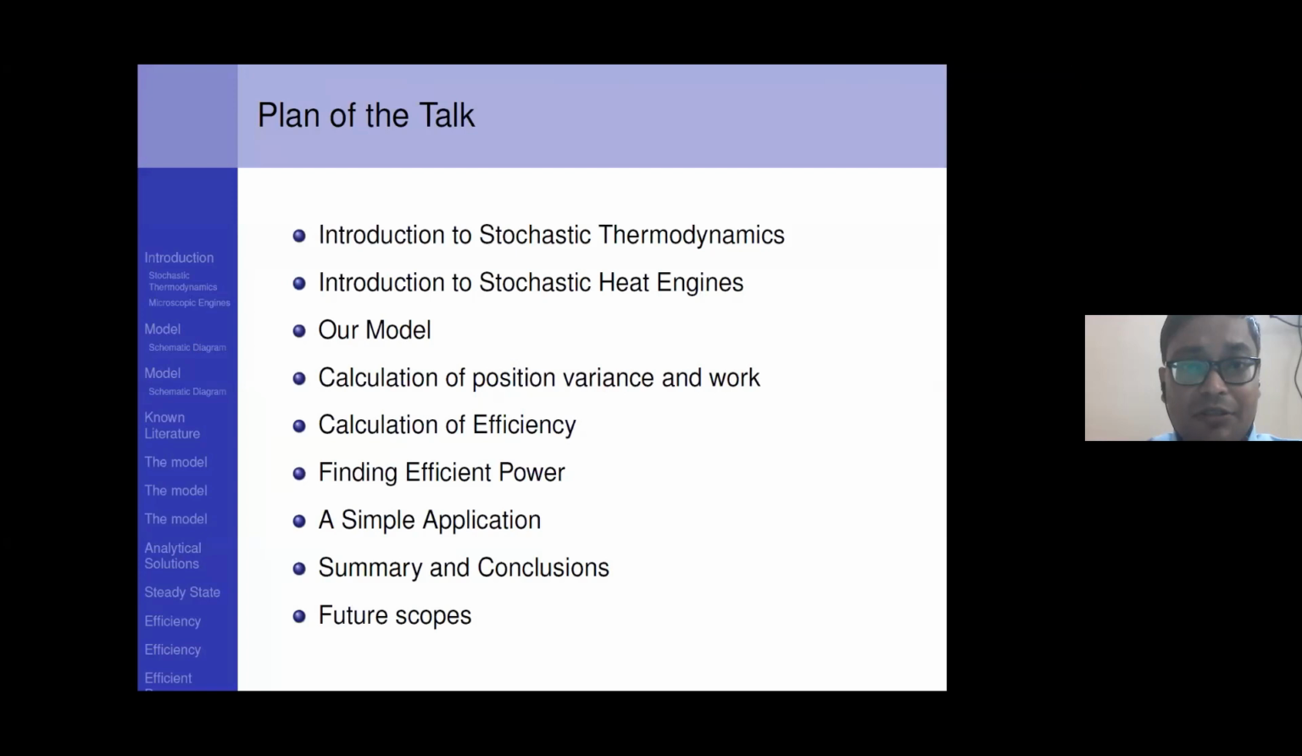This is the outline of the talk. There will be a pedagogical introduction to stochastic thermodynamics initially, and then I will move to stochastic heat engines. We will discuss the model that we have used and the analysis of the thermodynamics of this engine, finding efficiency and power, and then we will give a simple application in which this engine is connected to a one-dimensional version of a flywheel. Then I will summarize and conclude the talk.